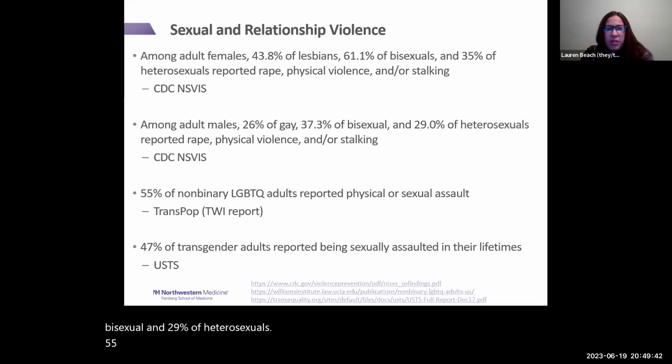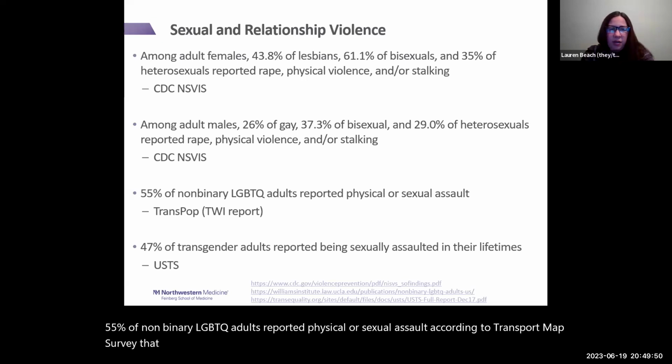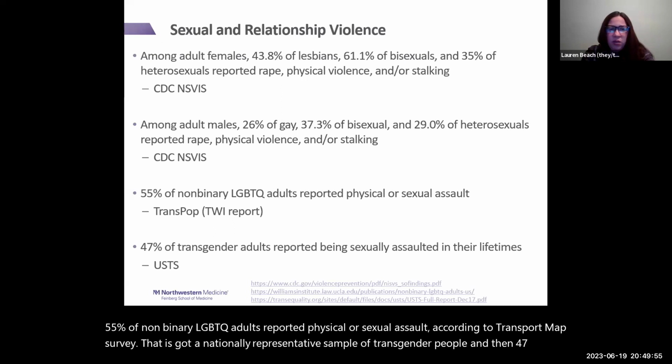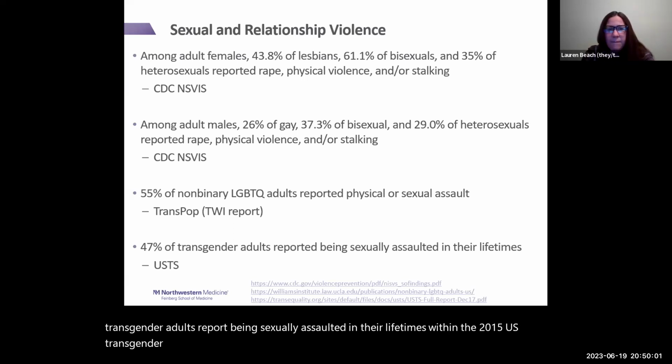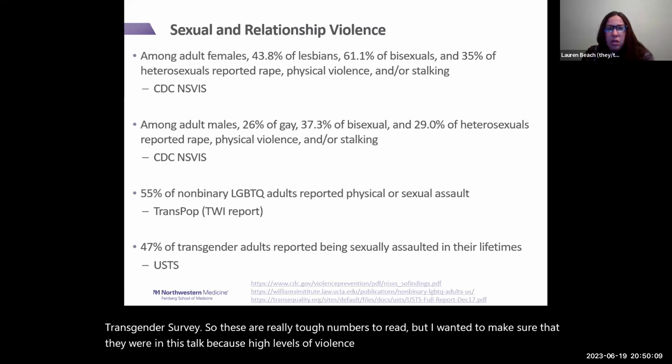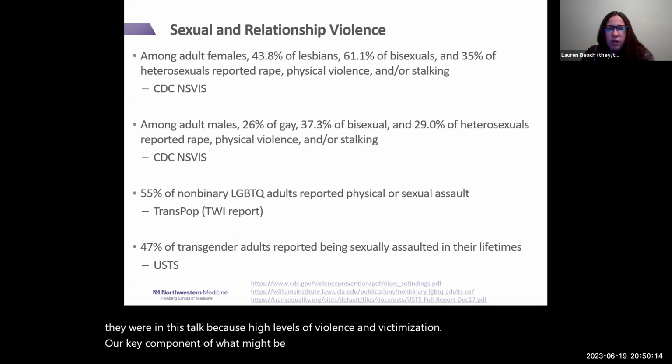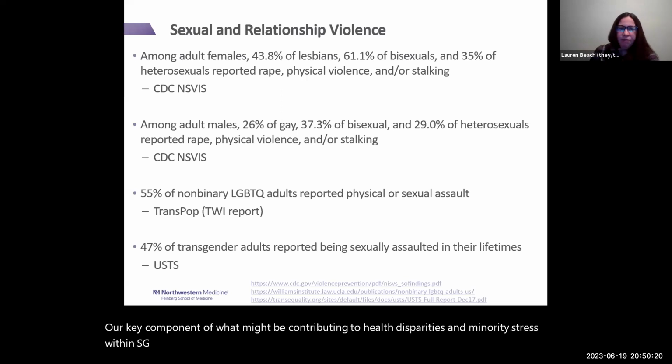55% of non-binary LGBTQ adults reported physical or sexual assault, according to TransPop, a survey that has a nationally representative sample of transgender people. And then 47% of transgender adults report being sexually assaulted in their lifetimes within the 2015 US Transgender Survey. So these are really tough numbers to read, but I wanted to make sure that they were in this talk because high levels of violence and victimization are a key component of what might be contributing to health disparities and minority stress within SGM populations.